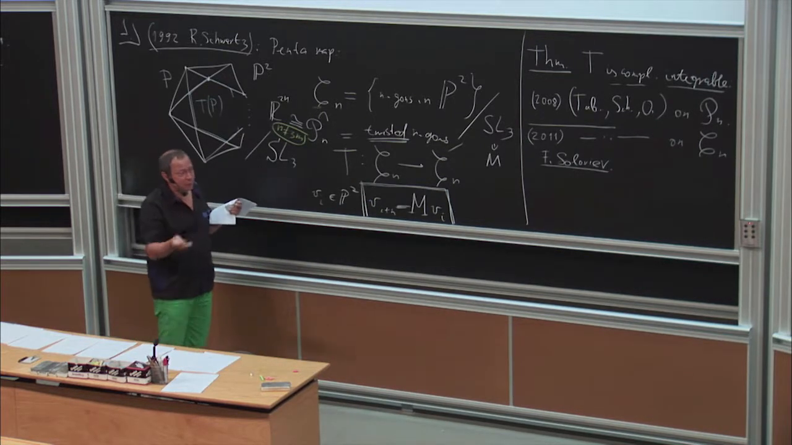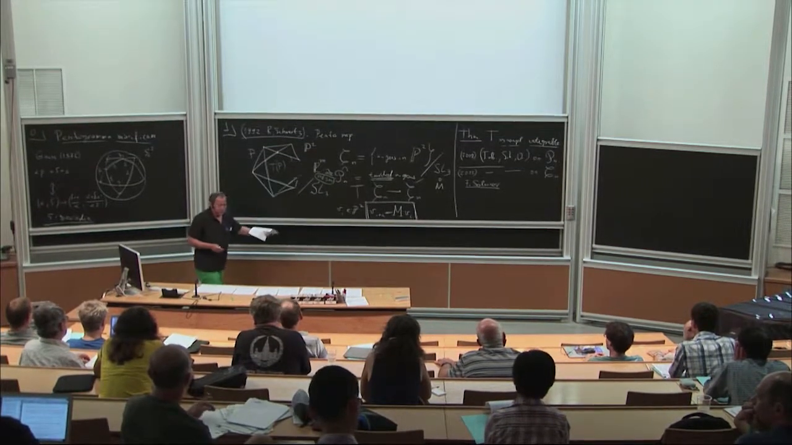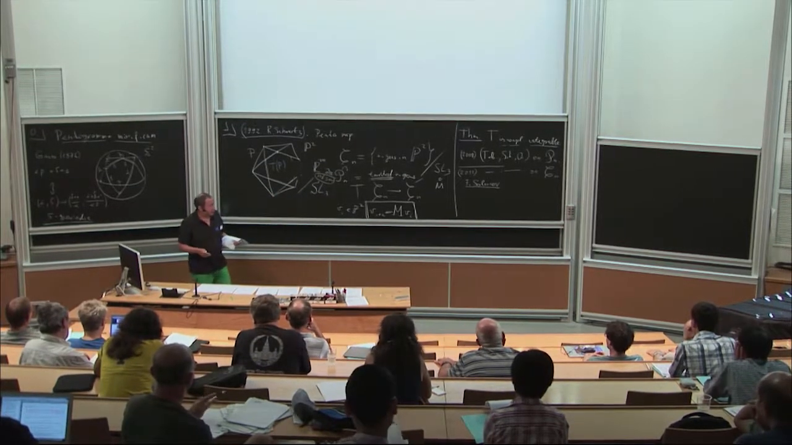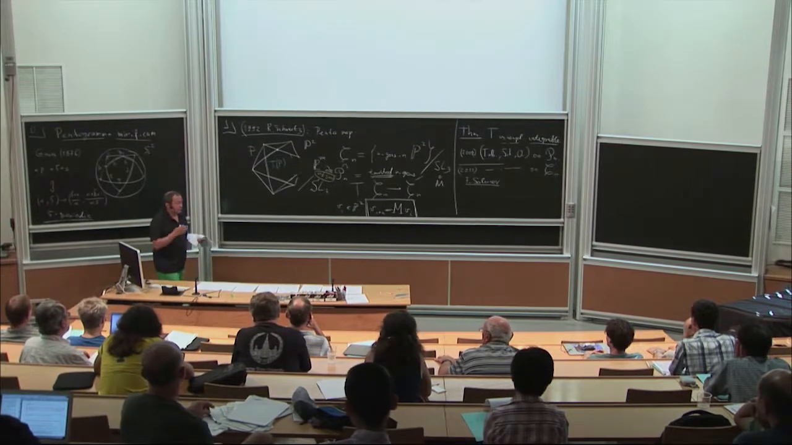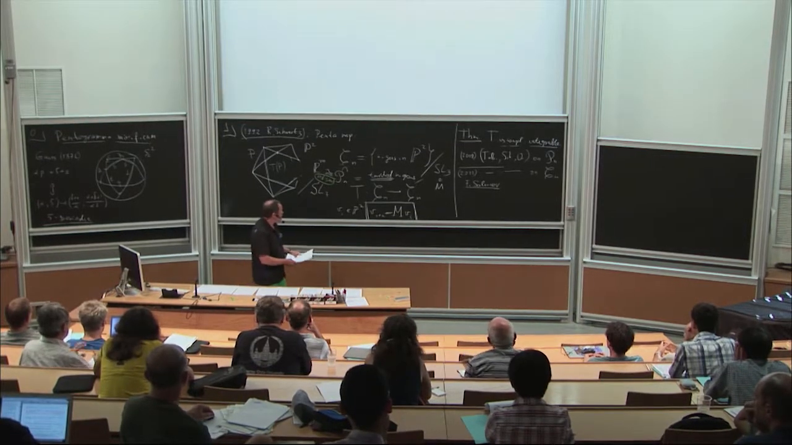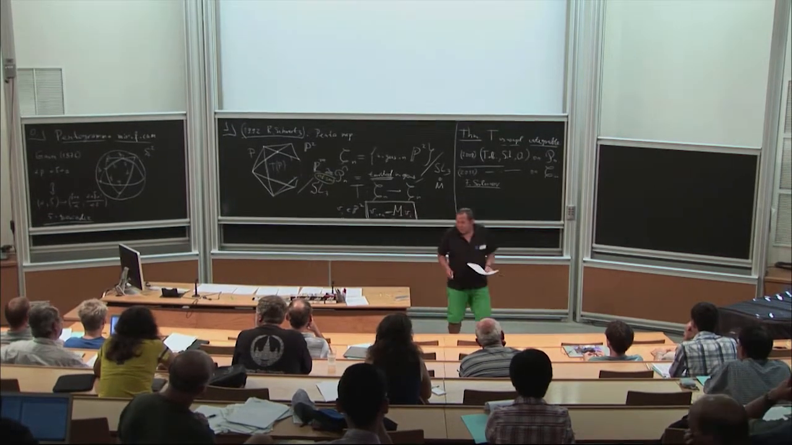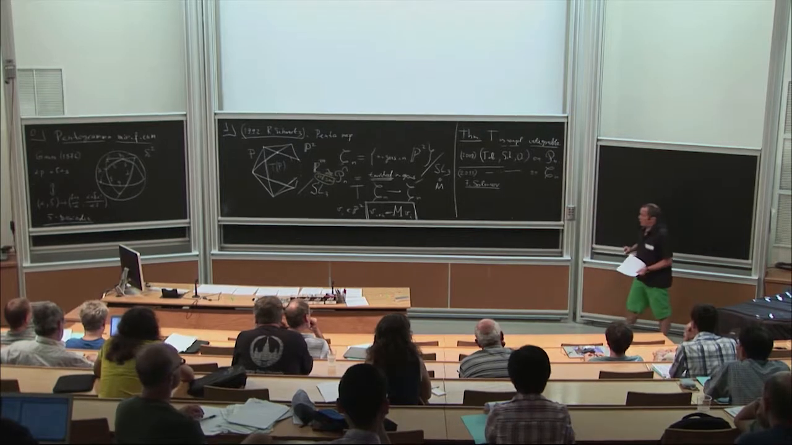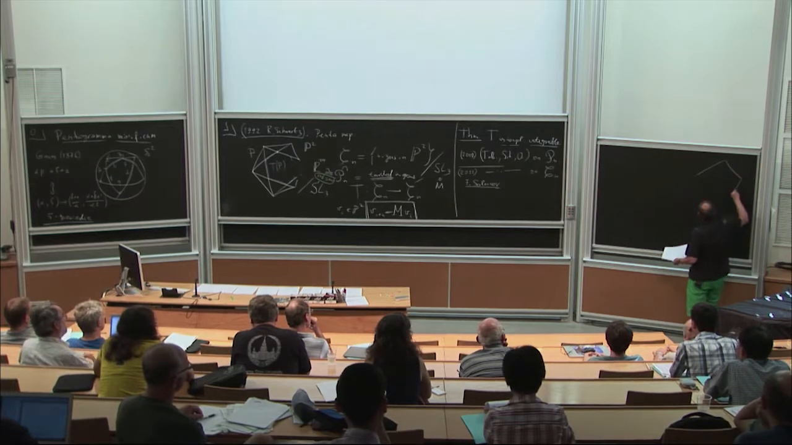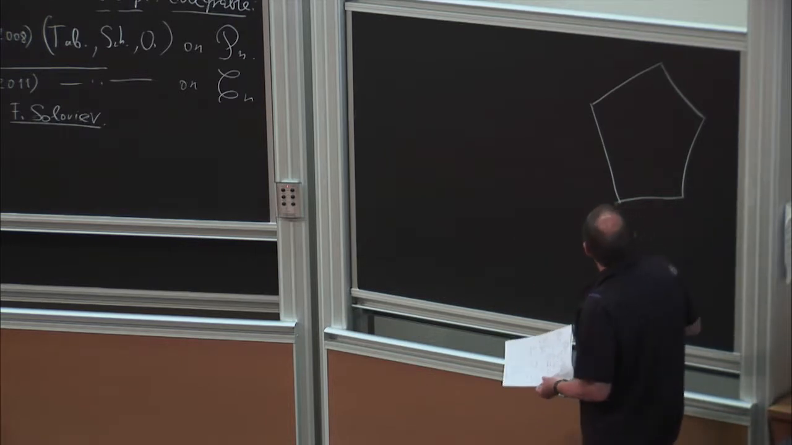He actually found a Lax representation for this pentagram map acting on n-gons, and he extracted information from this Lax representation. Okay, now let me give a couple of examples. So examples of the pentagram map. The first case when the map is non-trivial is if we take a pentagon. So this is the origin of the name pentagram map.